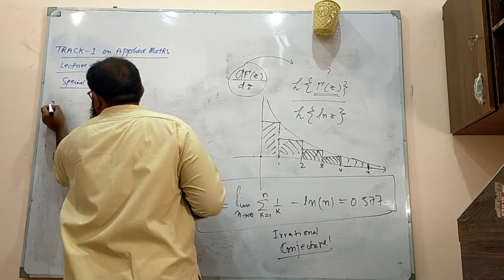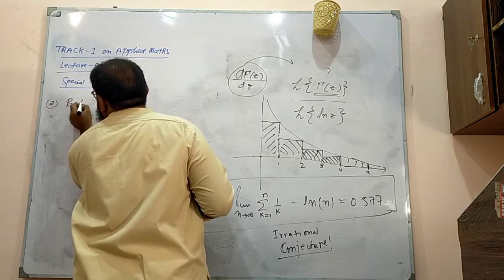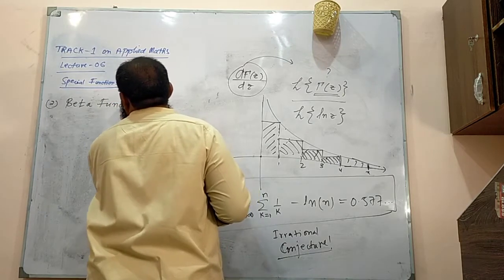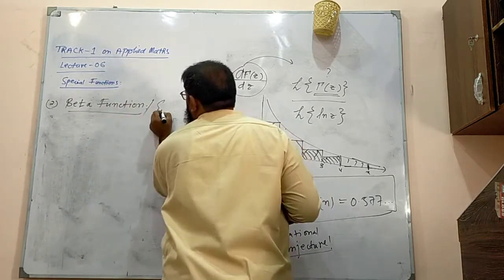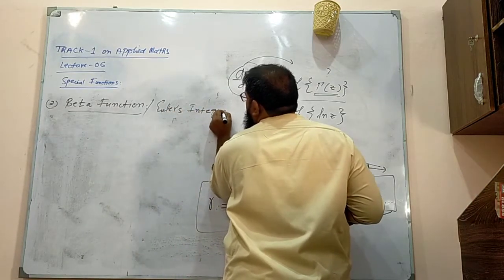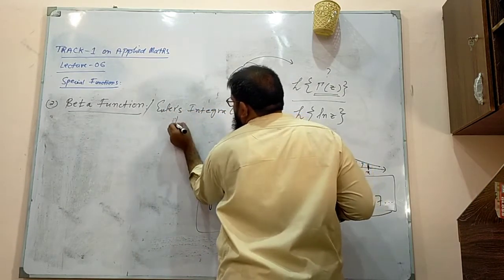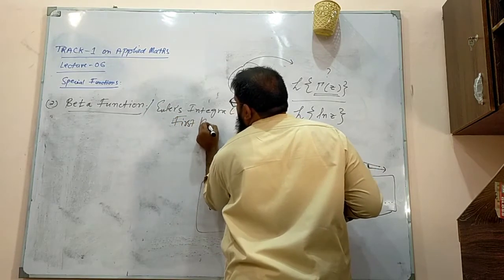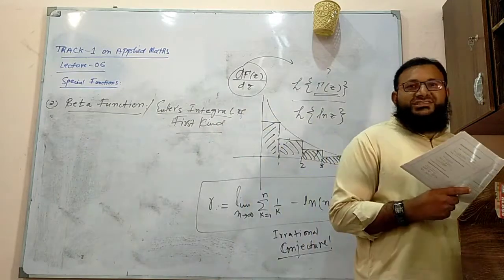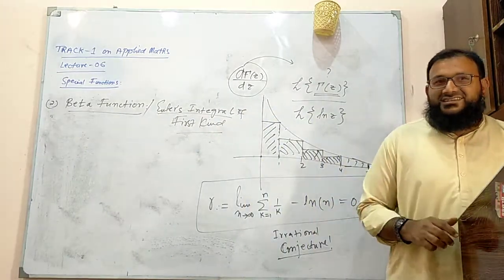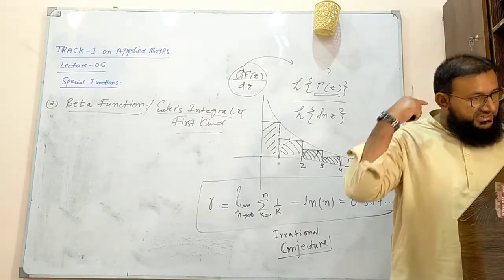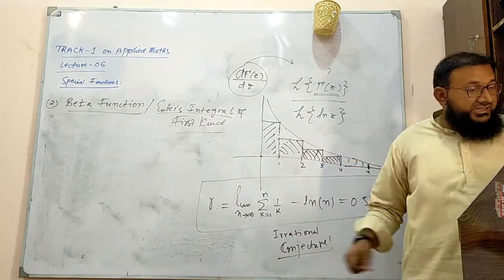So the second thing is what we call the beta function. And the beta function, what's the other name? Euler's integral of the first kind. You can verify which one is first and which one is second, but these are named like this: Euler's integral of the first kind and Euler's integral of the second kind. This is Euler's integral of the first kind.